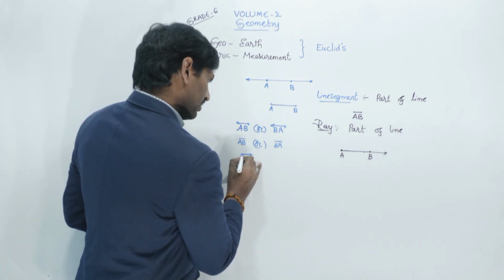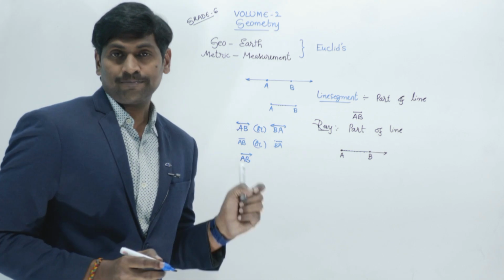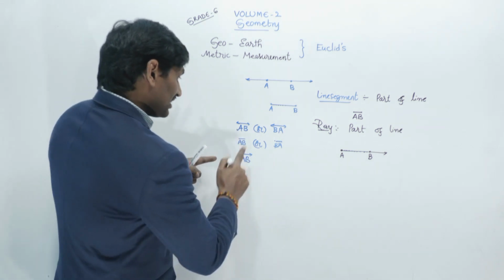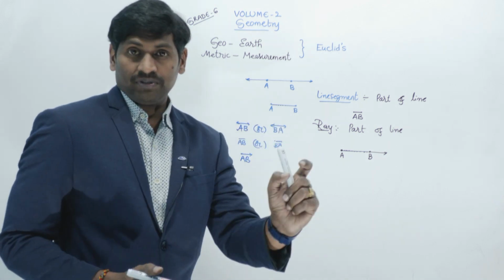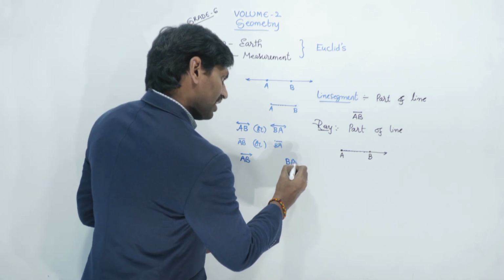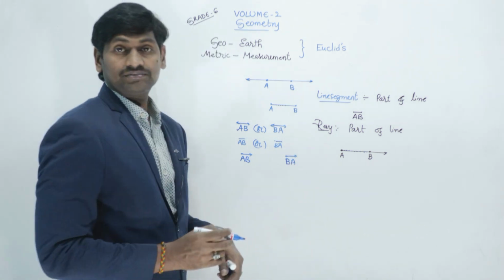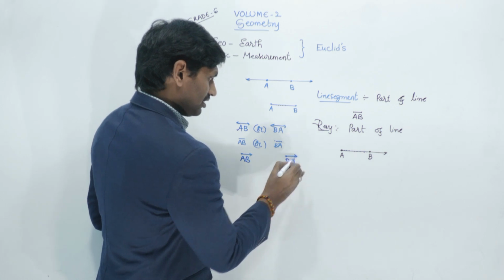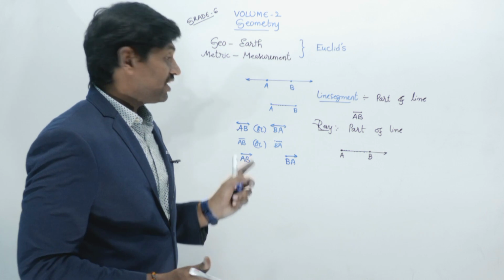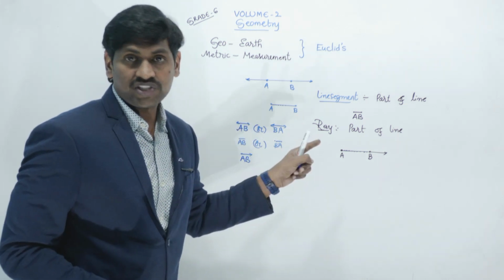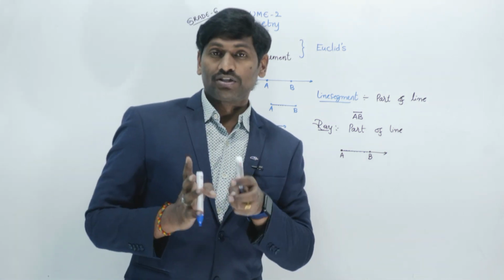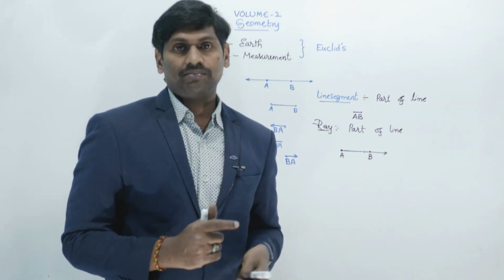Because in ray AB, A is the starting point or the end point. It has only one end point, and on the other side it continues. So ray AB and ray BA are different. Here B is the end point, here A is the end point. Both are different. But line AB and line BA are the same. Line segment AB and line segment BA are the same. But for a ray, it is not the same.